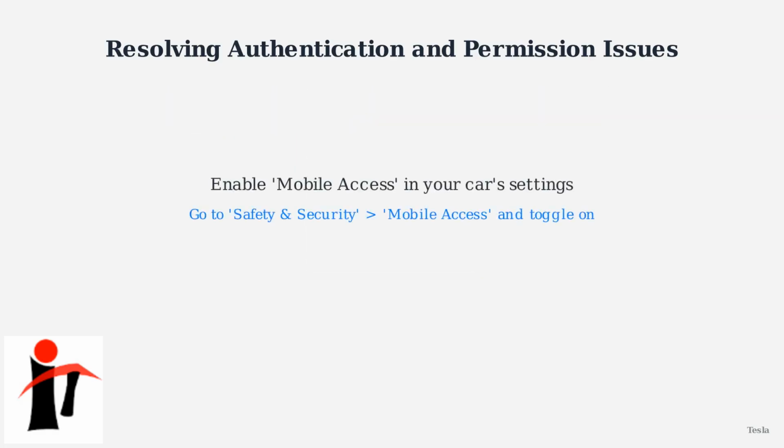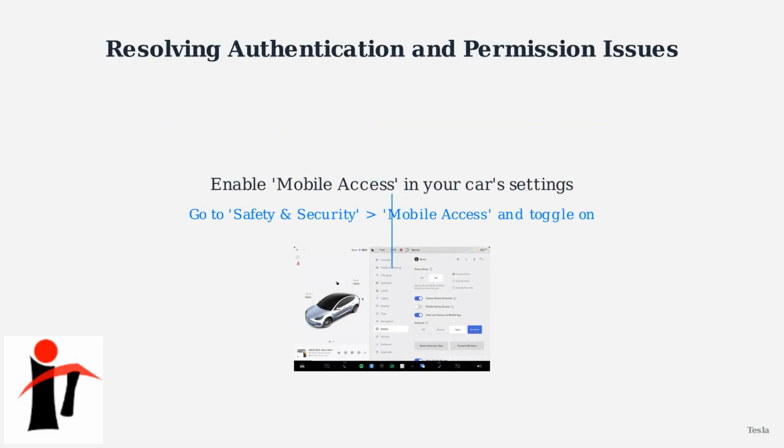Next, double-check that mobile access is enabled in your car's settings. Navigate to the Safety and Security menu on your touchscreen. Find the Mobile Access option and ensure it's toggled on. This permission allows the app to communicate with your vehicle and send commands like remote start or climate control.